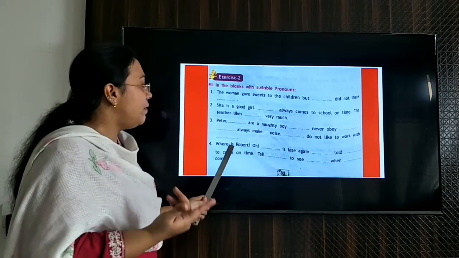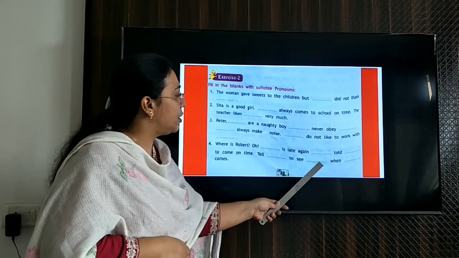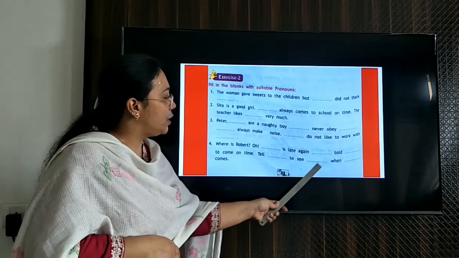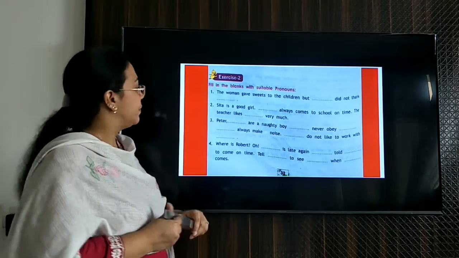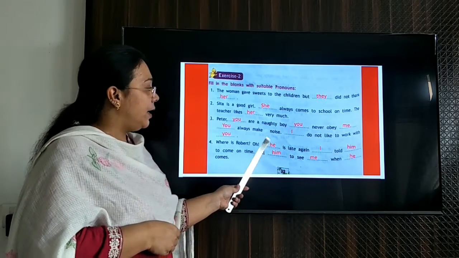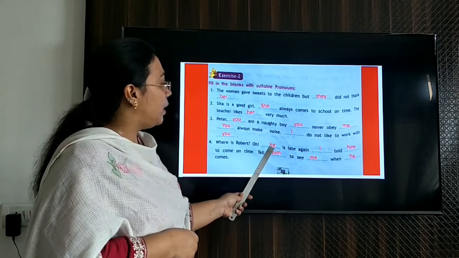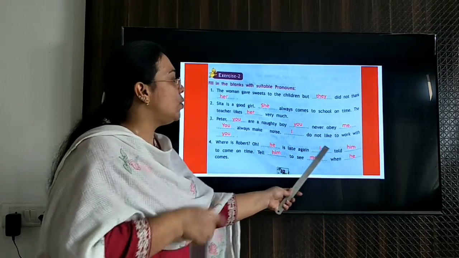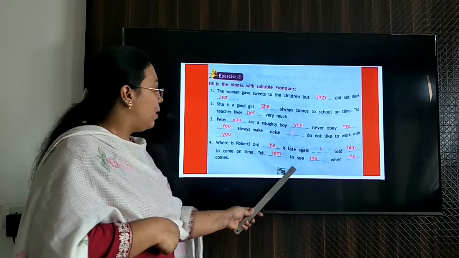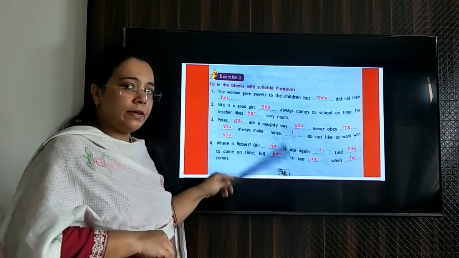Next. Where is Robert? Oh, dash is late again. Dash told dash to come on time. Tell dash to see dash when dash comes. Where is Robert? Oh, he is late again. Here H will be capital letter. Make it a point. Oh, he is late again. I told him to come on time. Tell him to see me when he comes. So you have to complete this exercise.